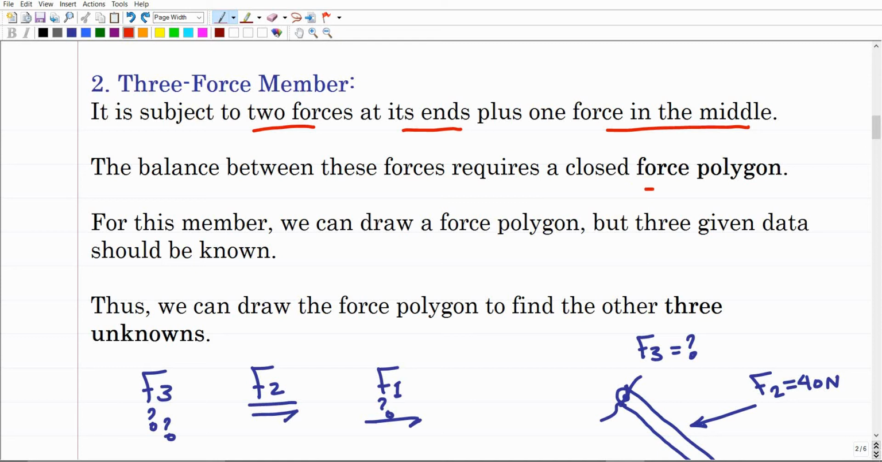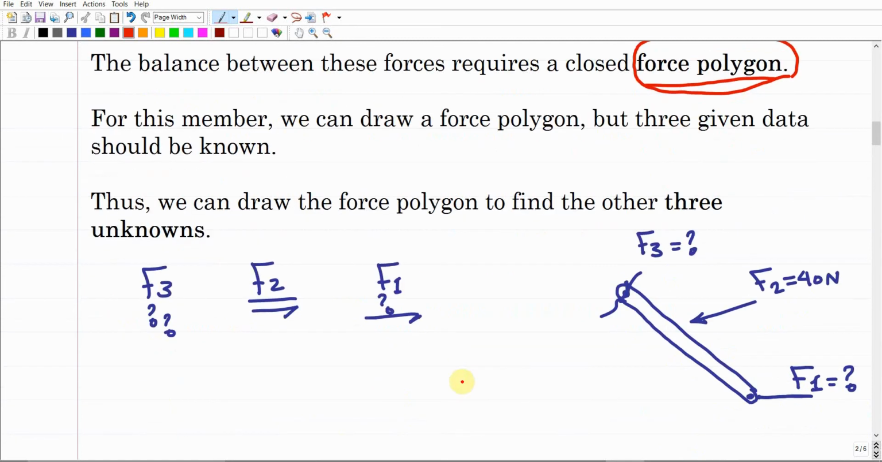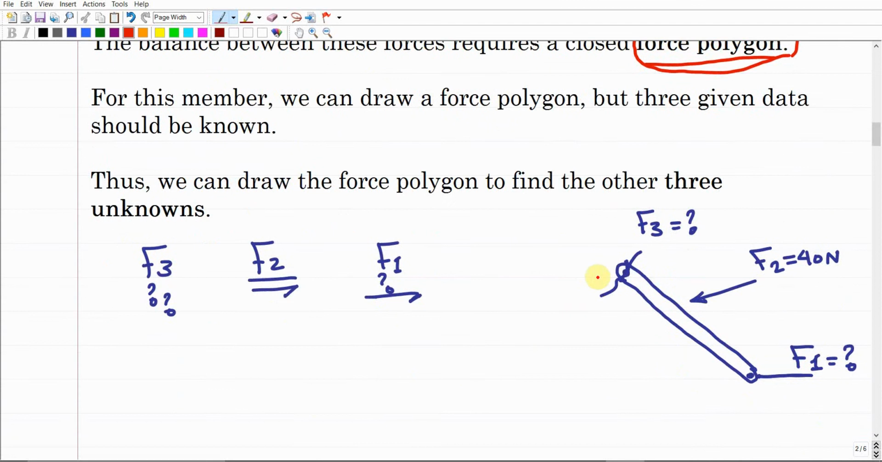So the question is how we can find the unknowns. To do force analysis, again, is to find the unknowns, and to do so we have to draw a force polygon or a force diagram for this membrane. This force polygon, we're going to use it to come up with the unknown force, as I'm going to show you.